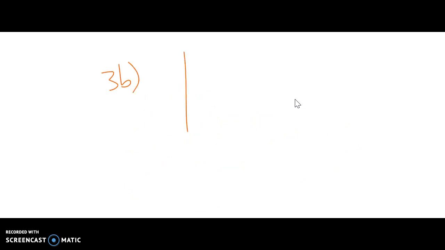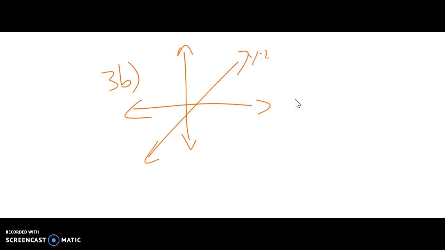Okay, 3b. Perpendicular. Again, draw a diagram. You've got a line, and you want to know the line that is perpendicular to y equals 2x take 1. And you want to find the equation of the line that's perpendicular and passes through negative 7, 3.